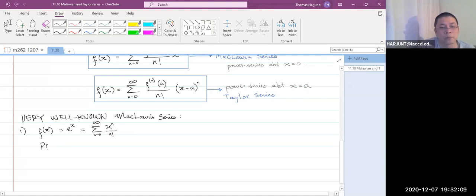Proof. f(x) equals e to the x. Now what is f(0)? f(0) is e to the 0, that is 1. Right? So you see that your c0 is 1 over 0 factorial. That's 1.